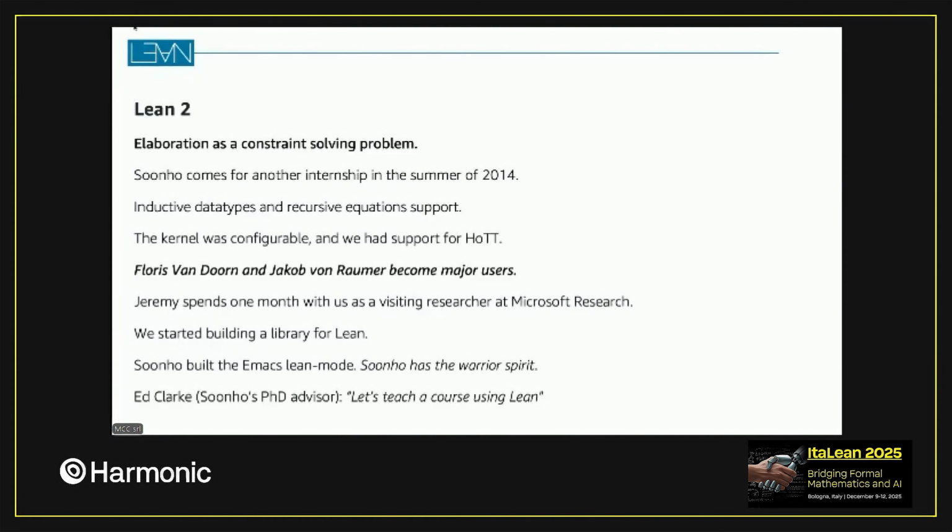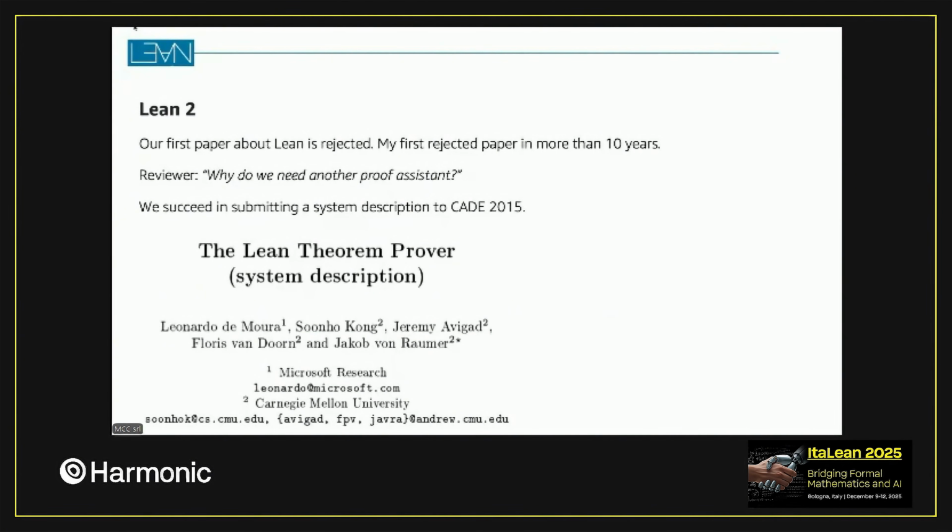And Ed Clark, his advisor at CMU, is a Turing Award winner and a very influential figure in the automated reasoning community. I also know him for a long time. He unfortunately passed away a few years ago. But he was great, and he said, let's teach a course using Lean. It was less than 2 years old, the project, right? And we started getting ready for the course. In the meantime, Soonho, Jeremy, Jacob, and Flores were working on the first paper.